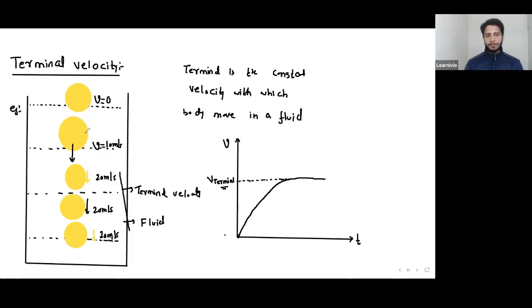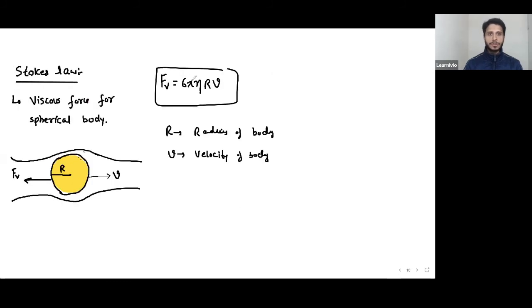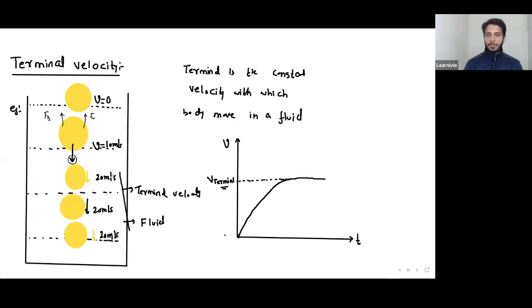So initially, when velocity is increasing, weight cannot be balanced by buoyant force and viscous force. Weight is greater than buoyant force and viscous force. That's why velocity is increasing. But as soon as the body attains a velocity of 20 meters per second, its viscous force increases. See Stokes law, viscous force depends on velocity. Now, these two forces together will balance the weight of the body. Once these two forces balance the weight, the velocity becomes constant.